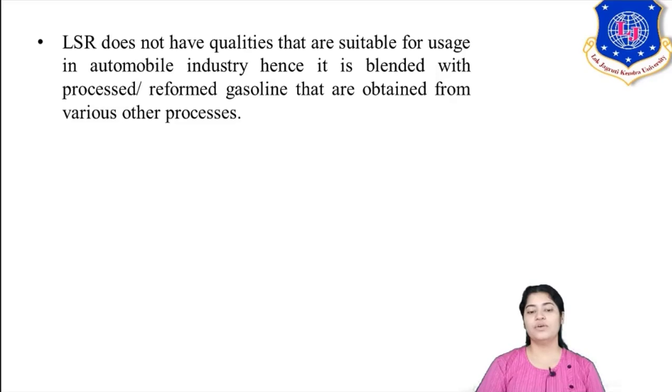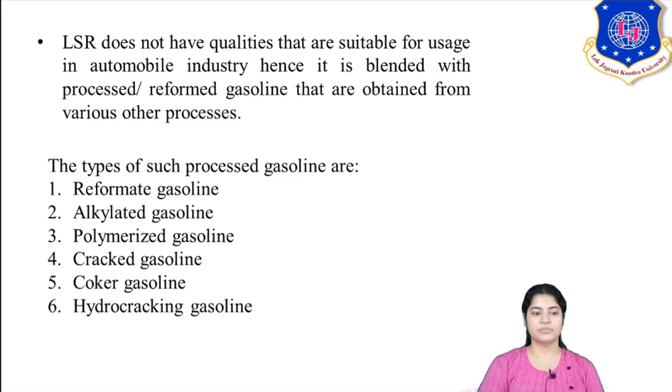So now, why can't we directly use the light straight run naphtha as an automobile fuel? Because its properties are that way. This type of fuel does not have qualities suitable for automobile fuel. Because of that, it is blended with other kinds of gasolines. Because it is blended into other kinds of gasoline, we can now divide our gasolines into different forms. So what are the types of processed gasoline?